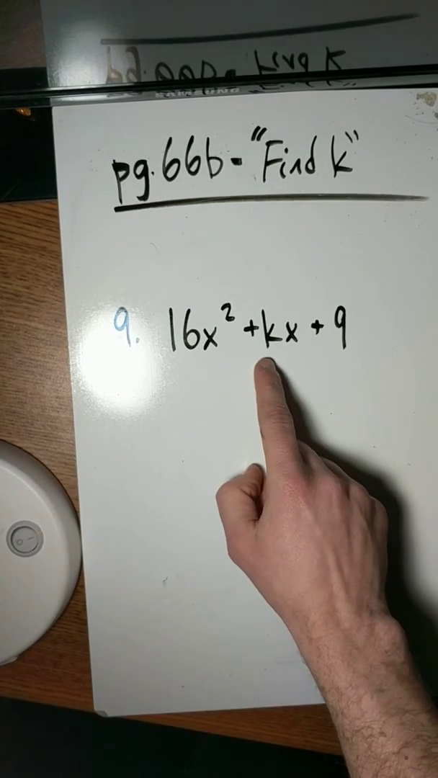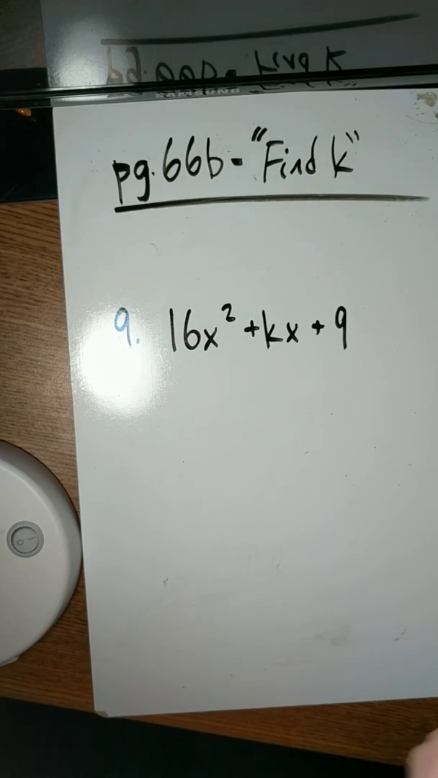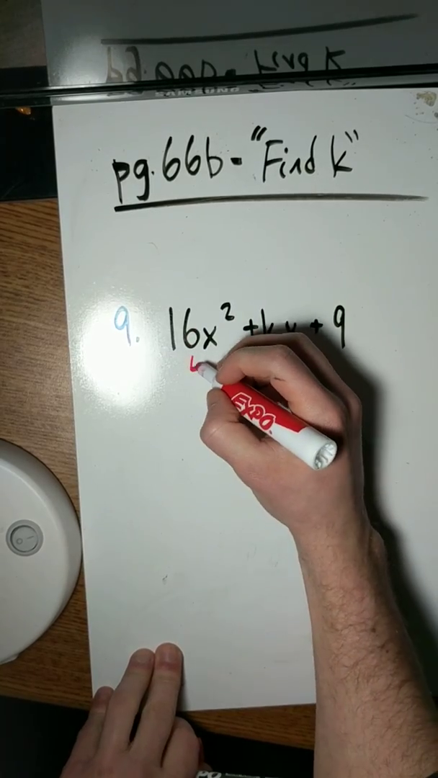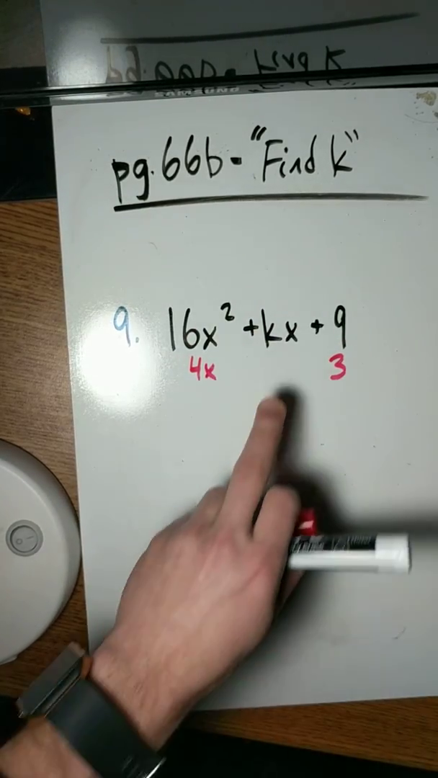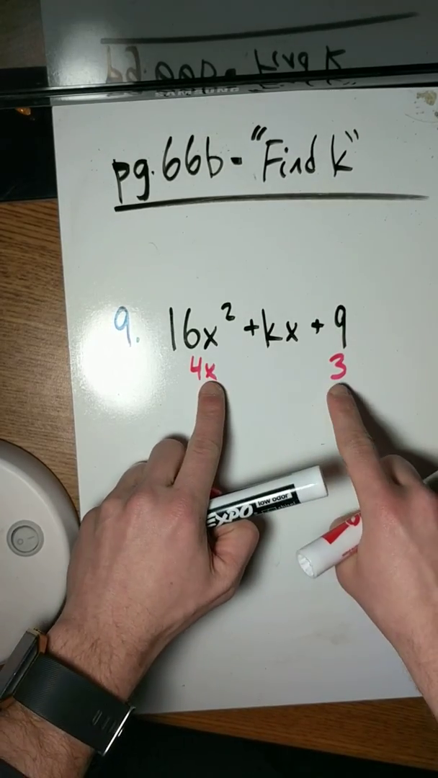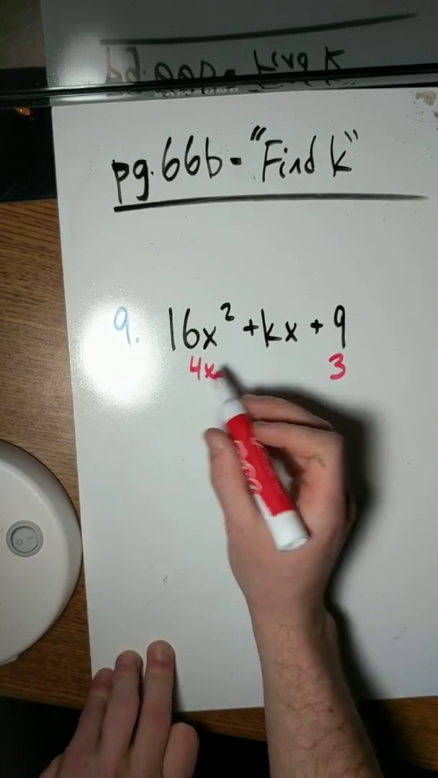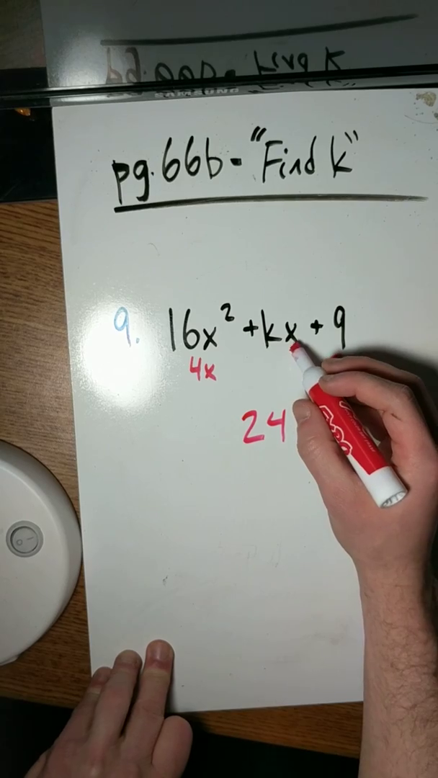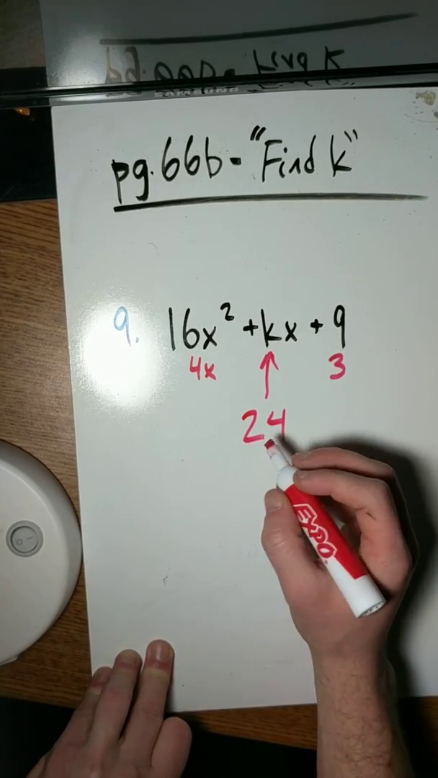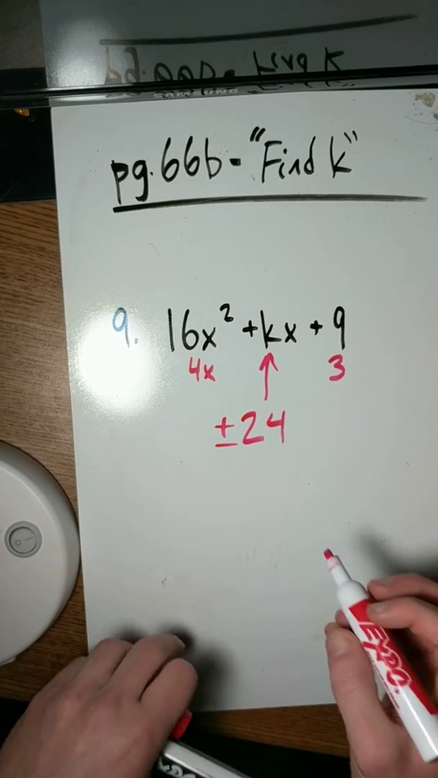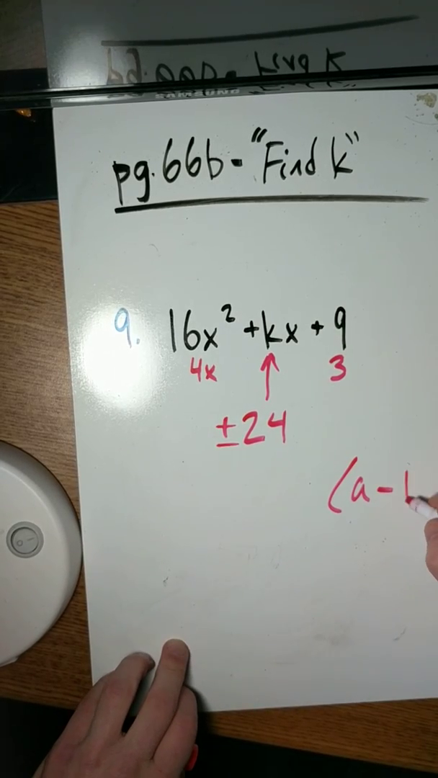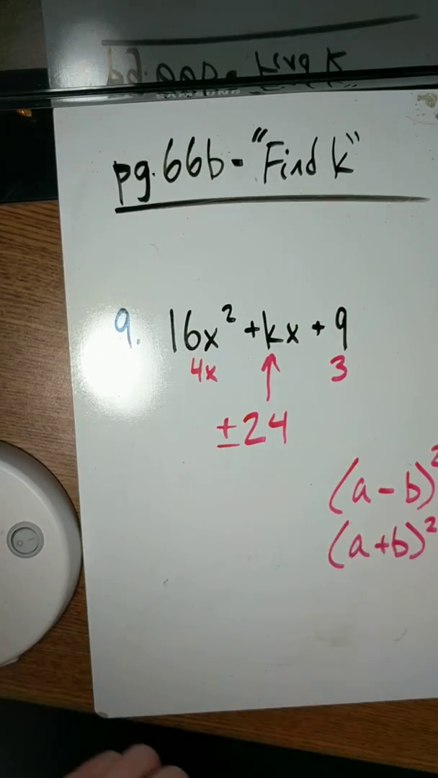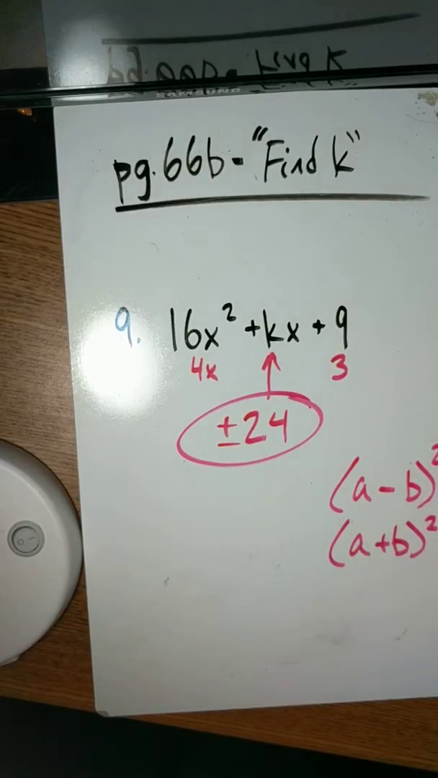All right, in this problem, we're looking for the value of k so that this would be a perfect square trinomial. So the square root of this would be 4x. The square root of this would be 3. We know that k has to be 2 times a times b. So if a times b is 12x, times 2 would be 24x. But we don't need the x because it's already here. So this value for k can either be 24, but it could also be negative 24. Remember that the form it's going to end up factoring to would be either this or this. So this right here could be either positive or negative. So here's our answer, plus or minus 24.